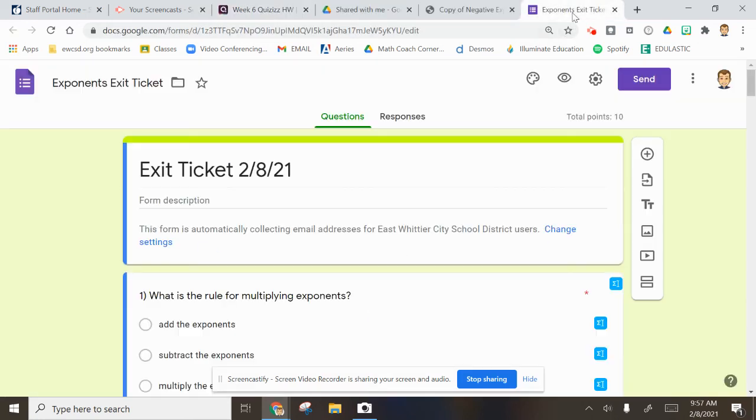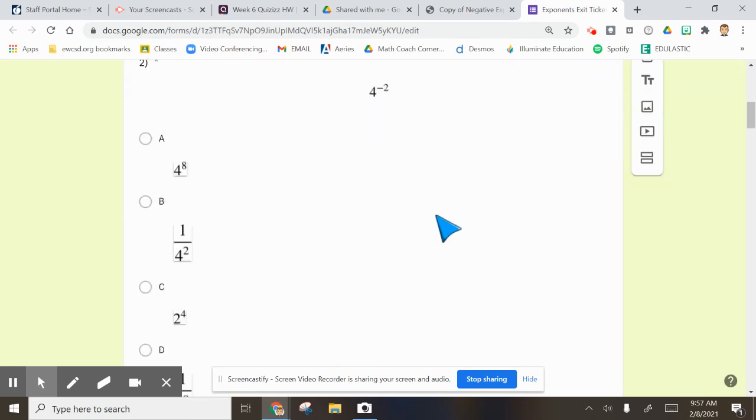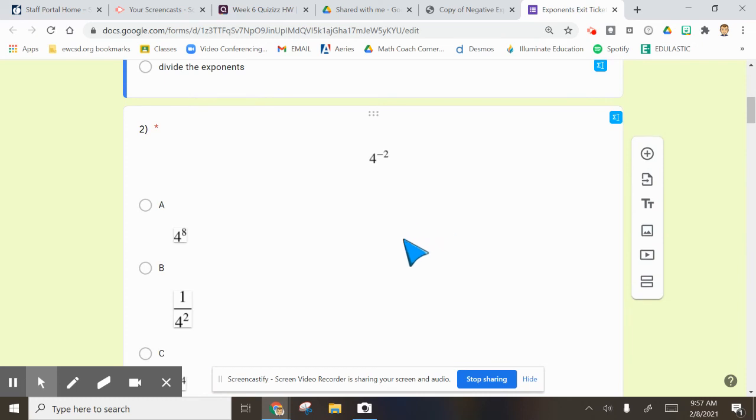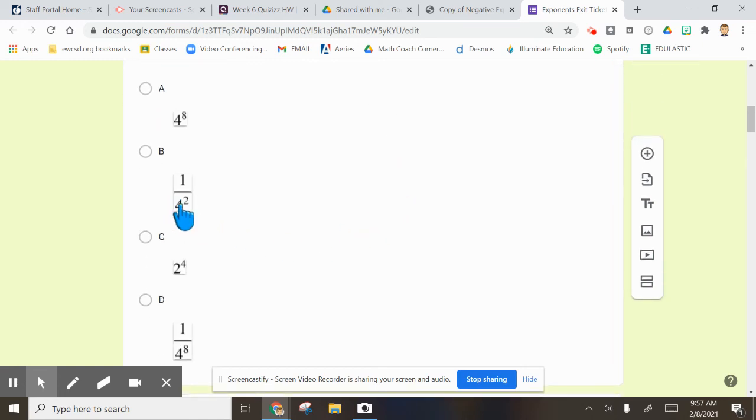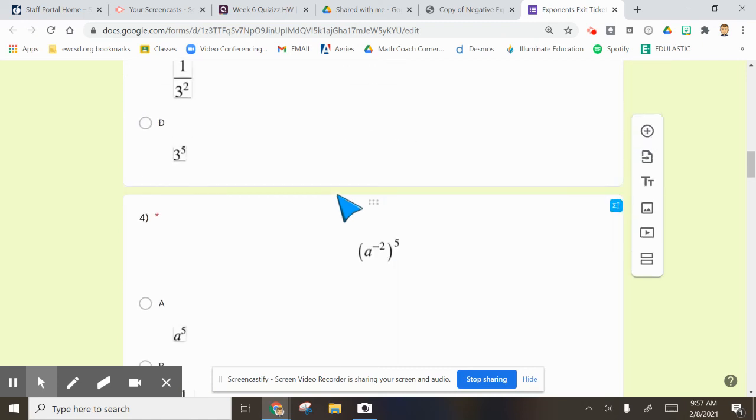All right, I'm also going to give you an exit ticket. This is all going to be in your classroom. This exit ticket's great. You can really take your time on this. I want to see how well you get what's going on. Don't be guessing. Look at this. 4 to the negative 2. Okay, what would that be? 1 over 4 squared. Remember that, okay? I'm giving you some freebies here.